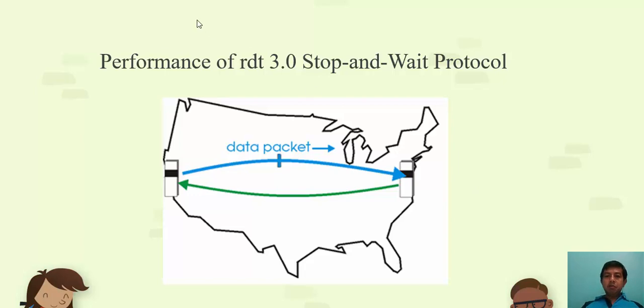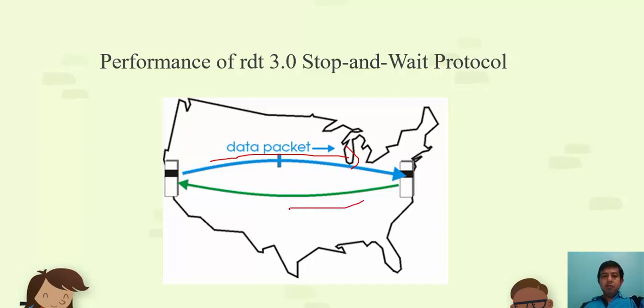What is the problem? The problem is that at a particular point of time, only one packet is flowing over the network. So this is a sender and this is the receiver. Now if you remember the operation of our RDT protocol, the sender sends a packet and then it waits for the acknowledgement. So it sends a packet with a particular sequence number, then it waits for an acknowledgement. That means during this period it has sent only a single packet and now it is waiting for the acknowledgement.